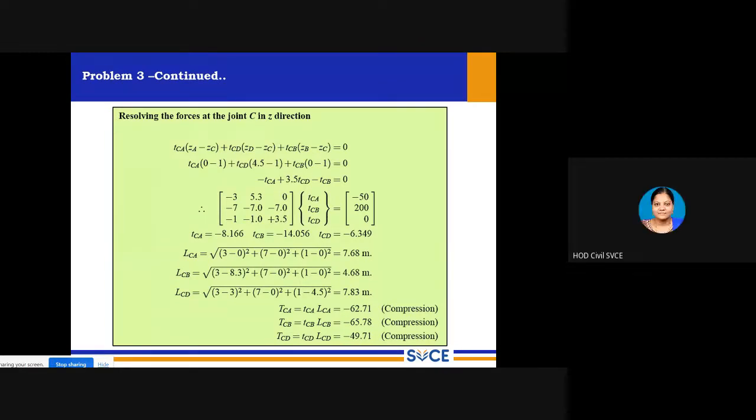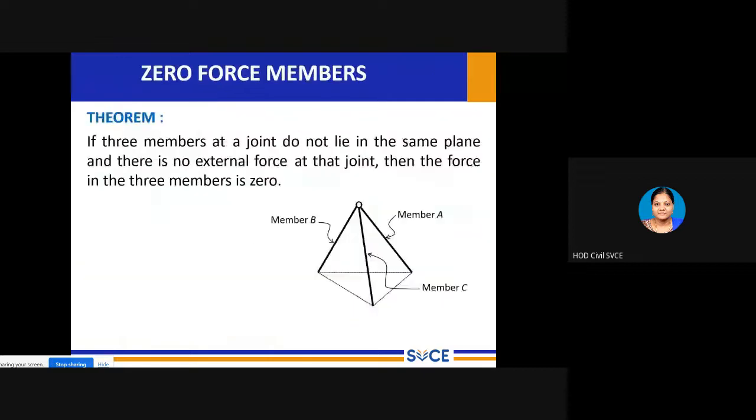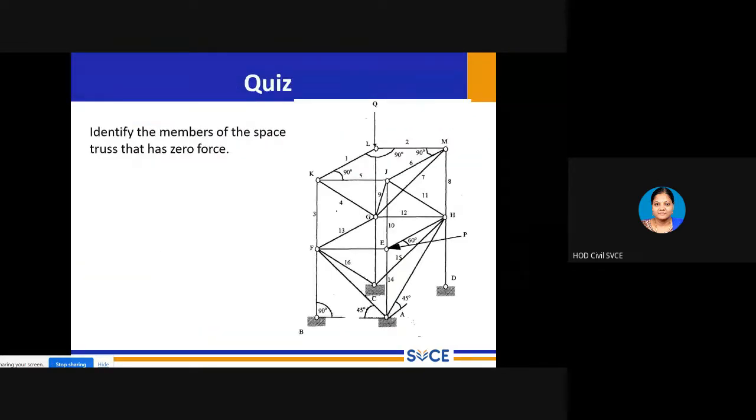Now I'll just give you one simple problem. Can you please think about this: identify the members of the space truss that have zero force. You have some theorems or thumb rules for this. Without solving this problem, can you identify the members of the space truss that have zero force? You have to tell me that logic also, the theorem also. So please go through the diagram of the given truss and identify the members that have zero force.